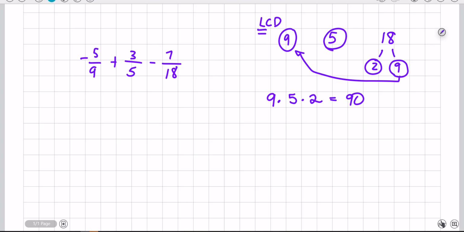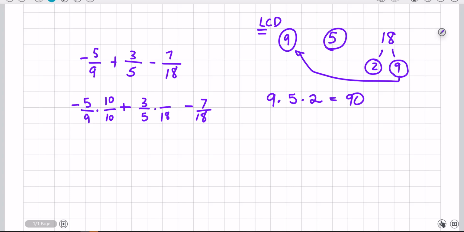So what I want to do is rewrite each one of these fractions as equivalent fractions with a 90 in the denominator. So to do that, I need to figure out what I need to multiply. Well, how can I get 9 to 90? I can multiply it by 10, but to be equivalent, it would be 10 over 10 because that's just multiplying it by 1. This next one here, if I take 5 into 90, I see that goes 18 times.